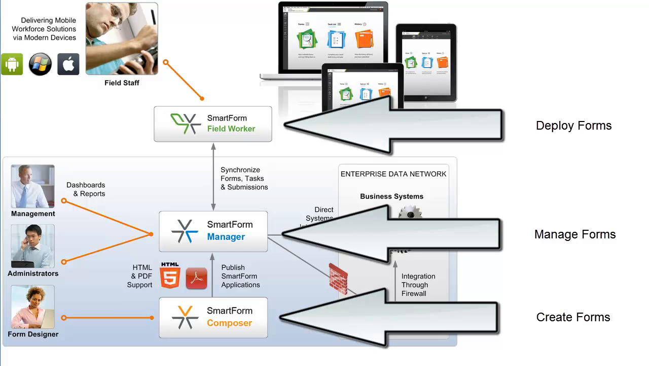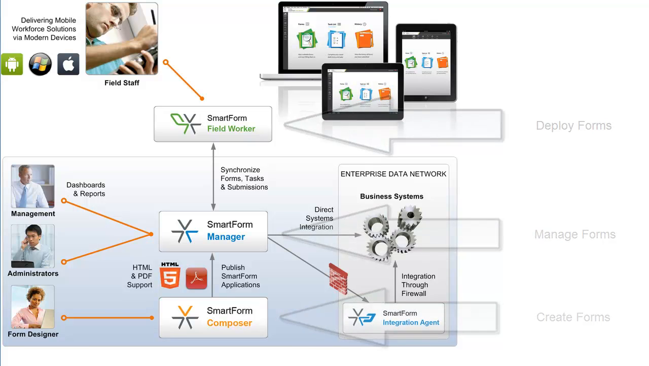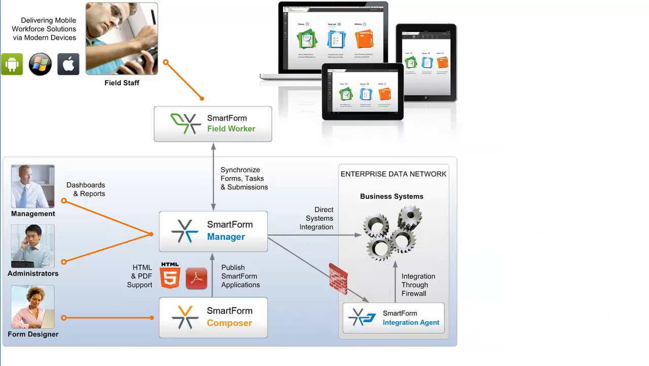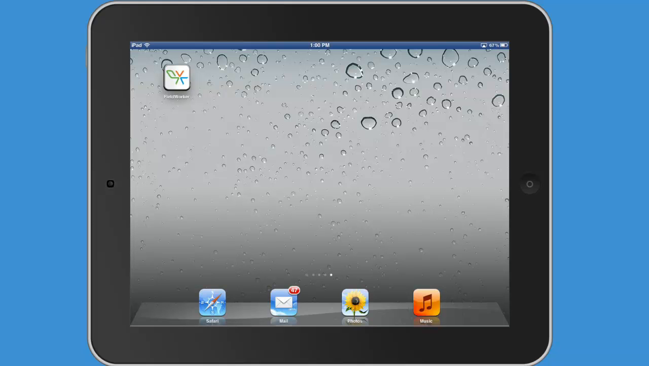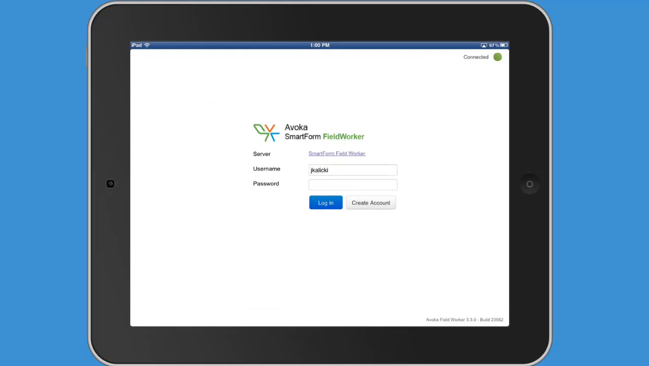In this demo scenario, we will be a field worker performing property inspections. So to start this demonstration, let's log into the Avoka Fieldworker application using our iPad. So here we can see the Fieldworker icon, which is a native application installed here on my iPad. So I'm going to click that, and that's going to allow me to log in.